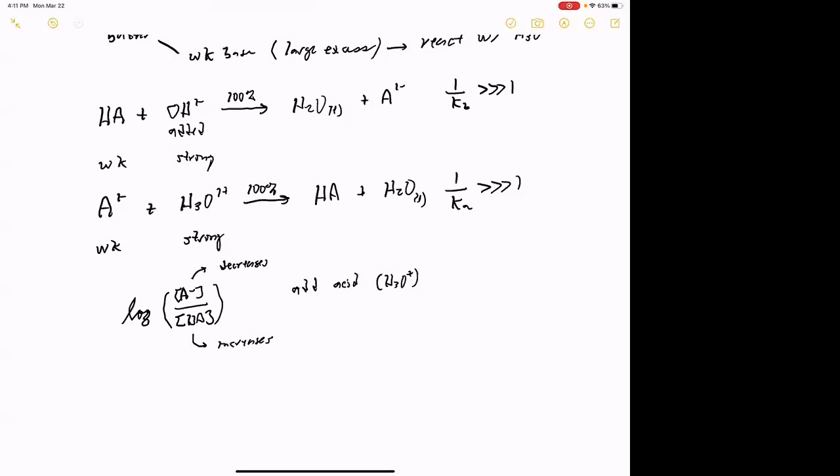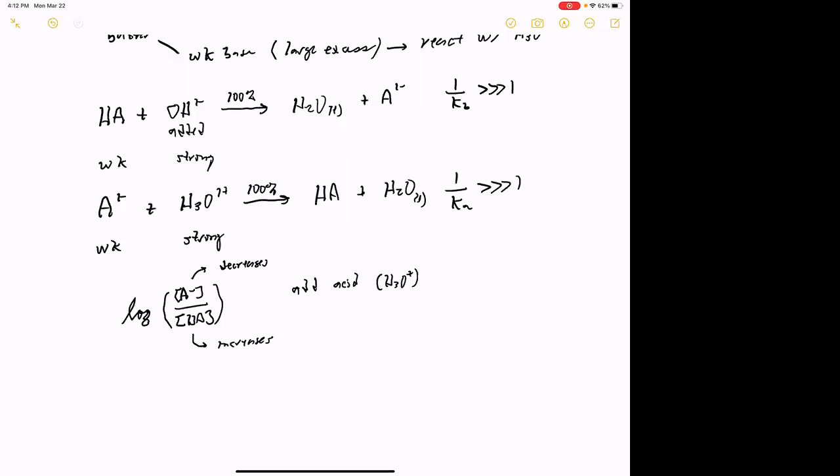What if I added a base? Well, HA would get smaller, right? Yeah. And A minus would get bigger. So the log term would actually get a little bigger because that ratio is getting bigger. Okay, but it would still be compressed. But what would happen? Here's the tipping point. What would happen if I had, say, 0.1 molar of each one of those things to begin with, but I added 0.15 molar of, say, acid or base? What would happen?